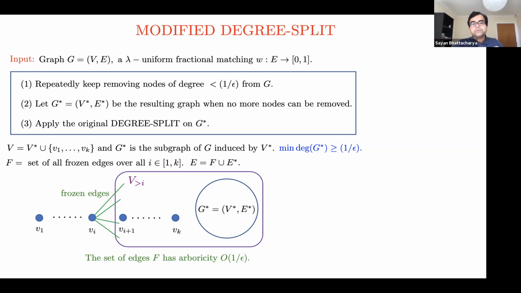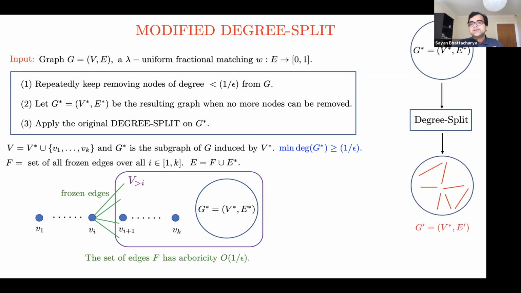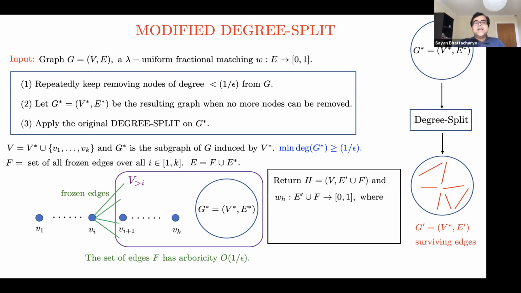And now we are in step 3. In step 3, we will take this graph G star, apply our original degree split subroutine, which works just fine because G star has large minimum degree. And let the output of the original degree split subroutine on G star be denoted by G prime, colored in red, and we will refer to the red edges as surviving edges. They are surviving the degree split. And what we will return as the output of our modified degree split algorithm is the union of the red edges, the surviving edges, and the green edges, the frozen edges.